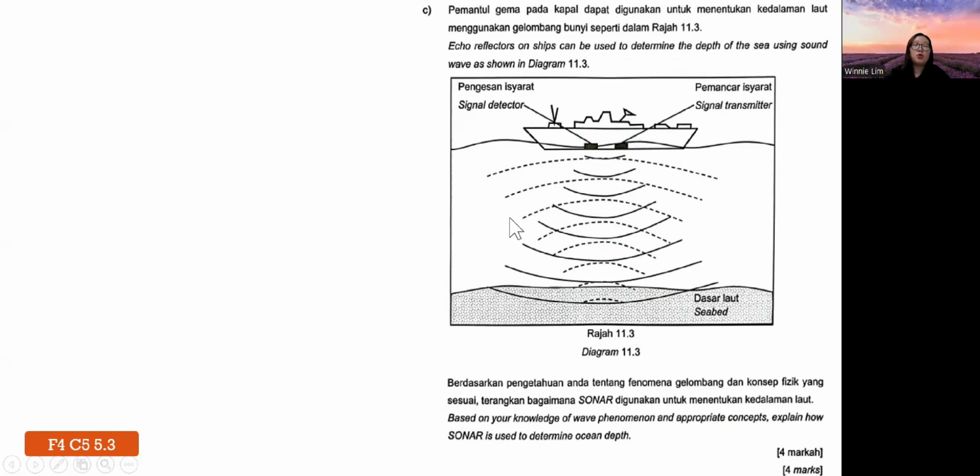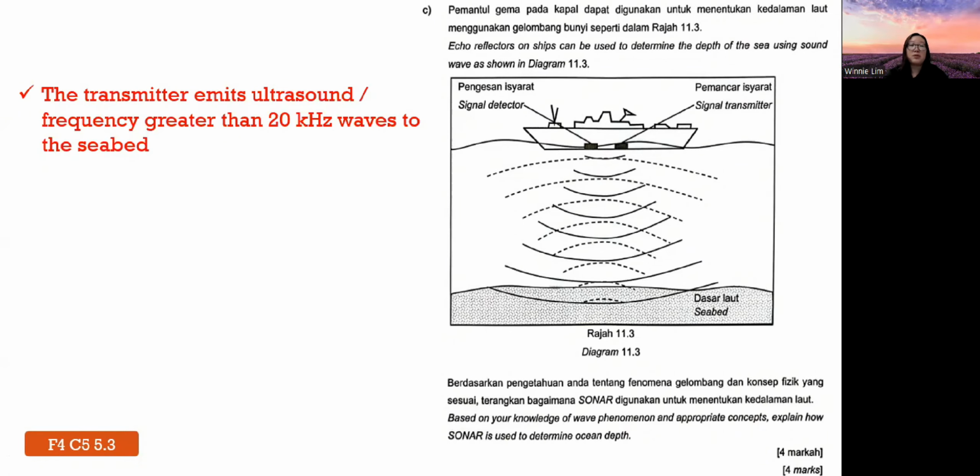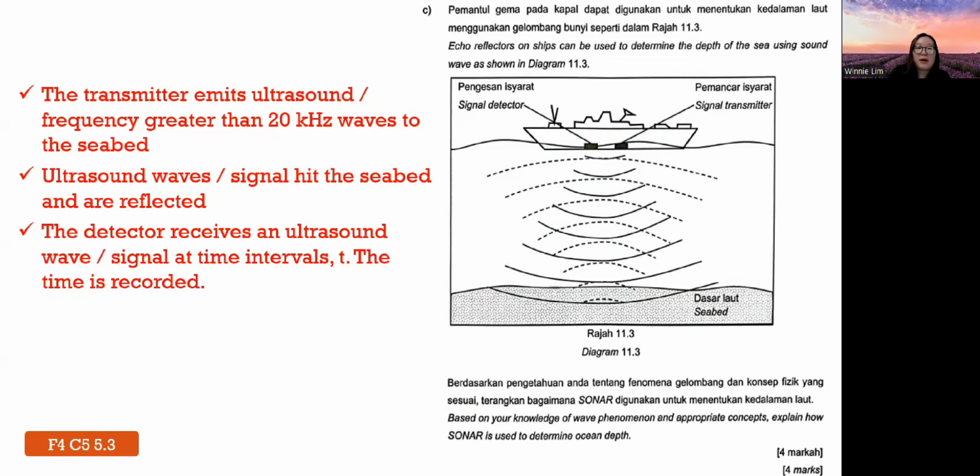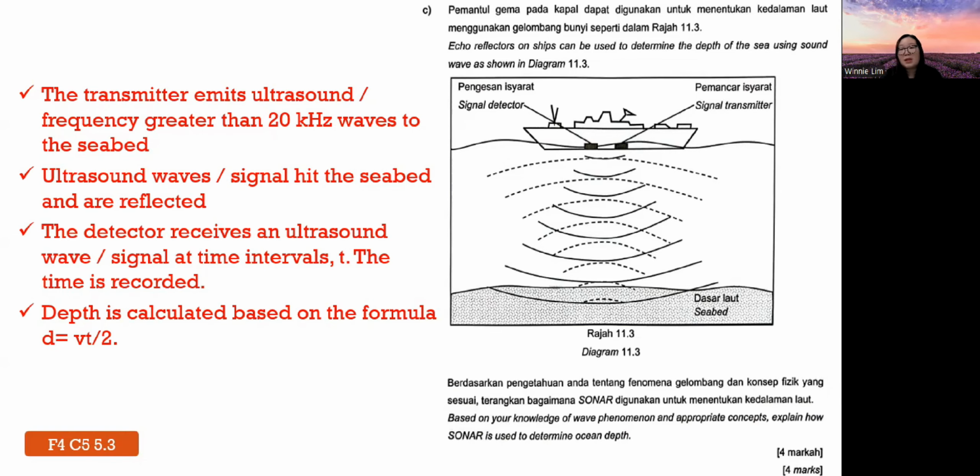Now, what is the purpose of transmitter and detector? They are actually used to measure or record the time taken. When you have the time taken, the speed of the wave in water is known, so you can calculate using 2D = vt. So you see, the transmitter emits a frequency of more than 20 Hertz. Then it hits the seabed and is reflected. Then the detector receives the ultrasound wave. Then the time is recorded. Then the depth is calculated based on the formula D = vt divided by 2. Yeah, so this is a conceptual question, but this is how you gain the marks.